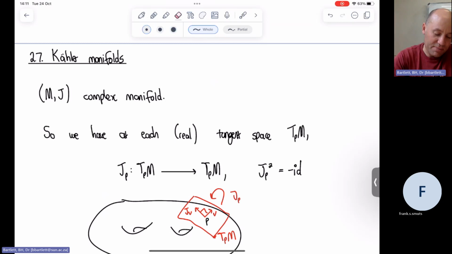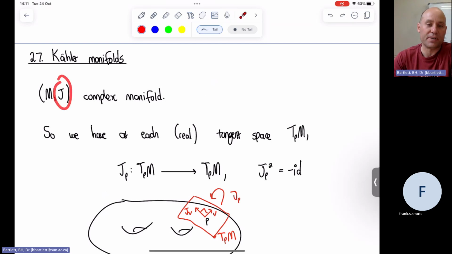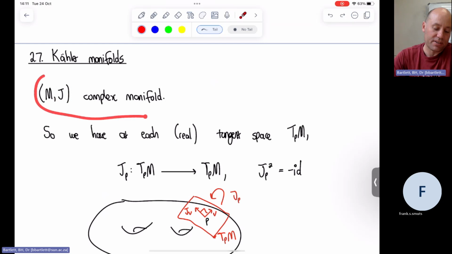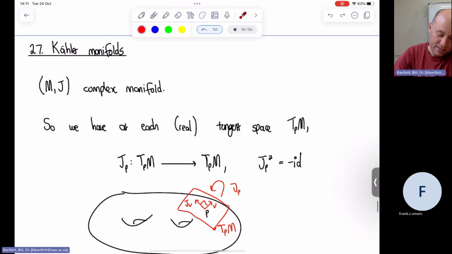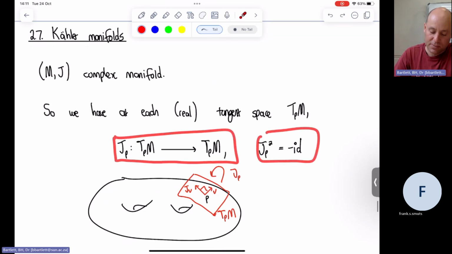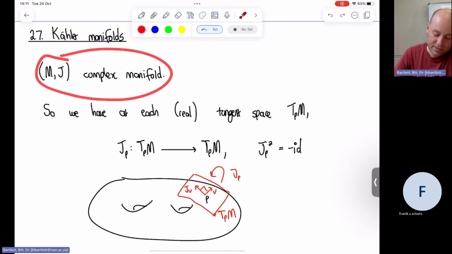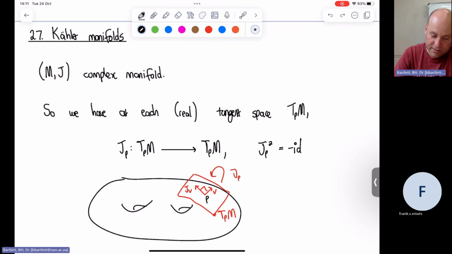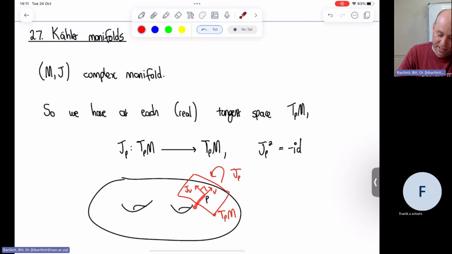So suppose you have a complex manifold. And what does that mean? You can either think of it in terms of an atlas, or you can think of it in terms of an integrable almost complex structure. That's the way that I'm going to think of it right now. So that means on each tangent space, we've got this operator J, which squares to minus the identity. On each tangent space, I've got this linear operator, which squares to minus the identity. So it sends vector v to Jv, and then if I do it again, I'll get minus v.